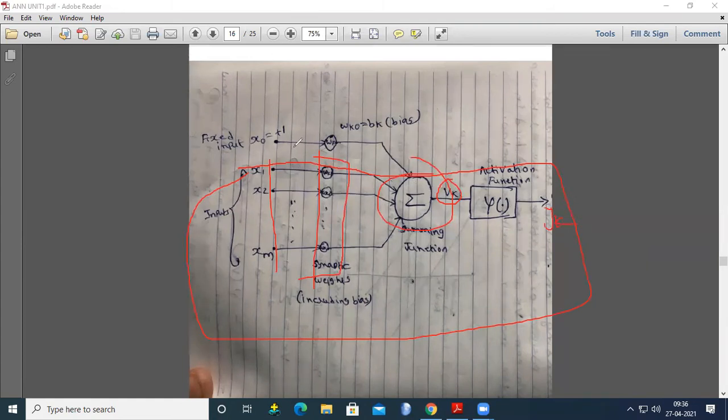Now for this model, you are going to add a fixed input. So x naught equals plus 1, and the bias is wk0. The weight is the bias. In the previous model we discussed that this is the bias bk. Instead of that, now you are going to fix the input x naught, and you are going to add this bias as a weight.